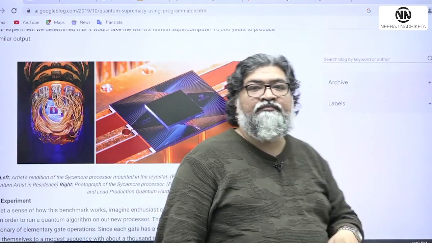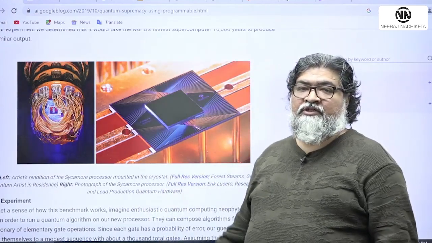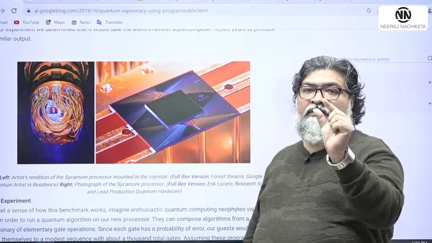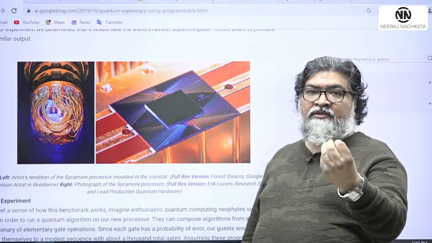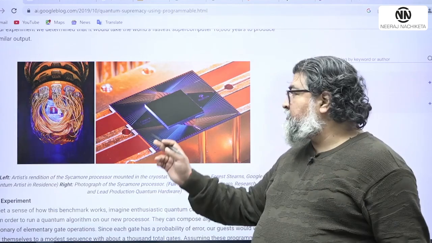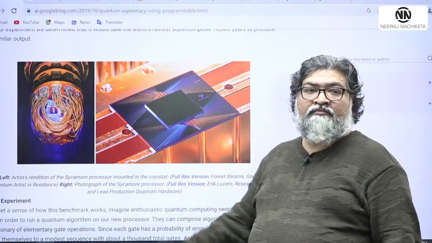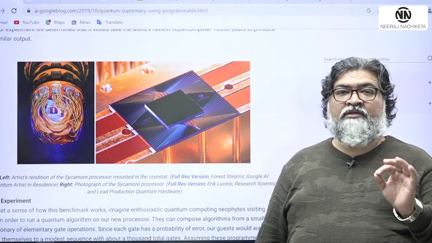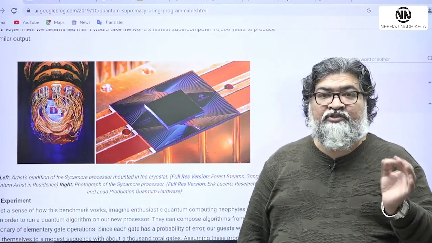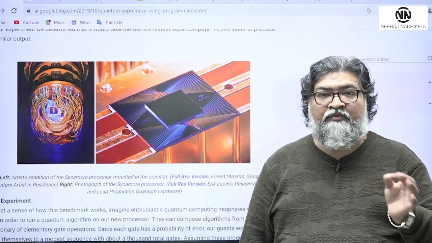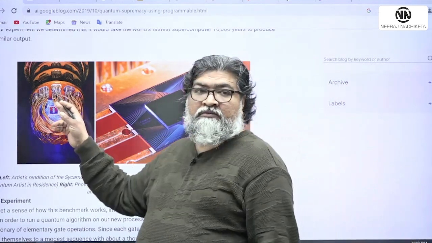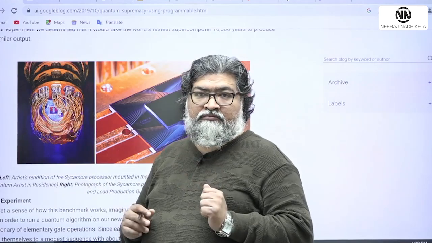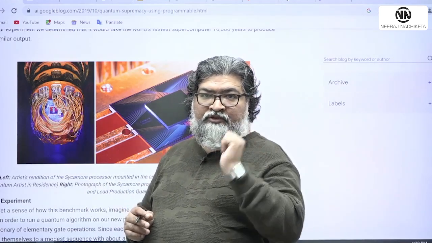If you look at this image, this is a chip processor that Google's Sycamore has developed. You know, computers work with processors. So this processor, what you see here, carries out quantum computation with quantum bits of information. And what you see here is a quantum computer which works on this processor.